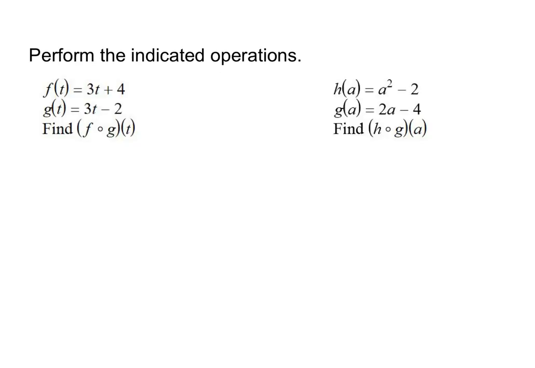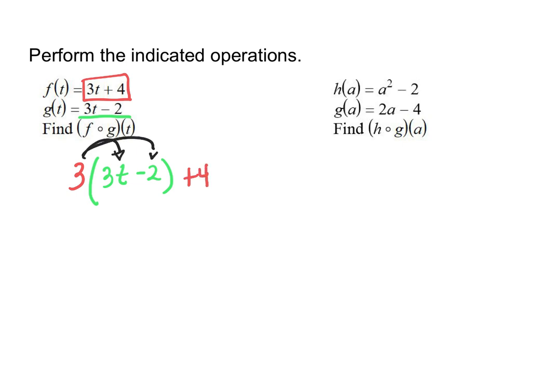A few more practice problems. So F of G, we are starting with my F function, 3. However, once I get to the variable, I will replace it with my other function, in this case G, so 3t minus 2, plus 4. And then you want to simplify. So 3 times 3 is 9t. 3 times negative 2 is negative 6. Combine like terms. So negative 6 plus 4 is negative 2. So 9t minus 2.